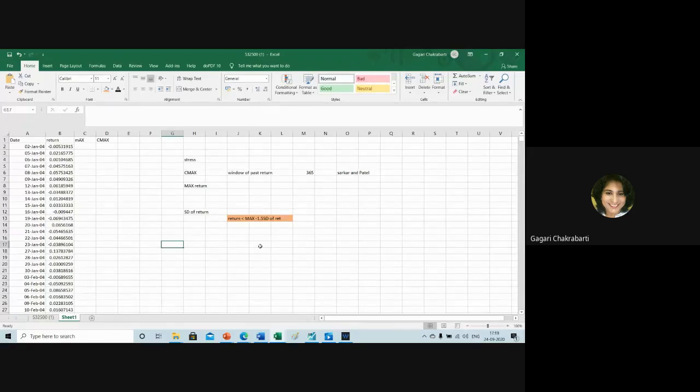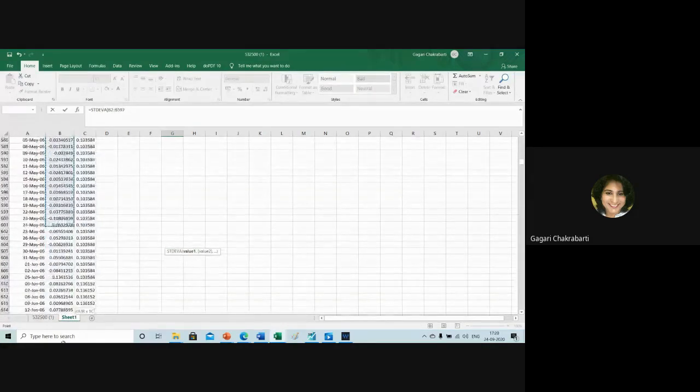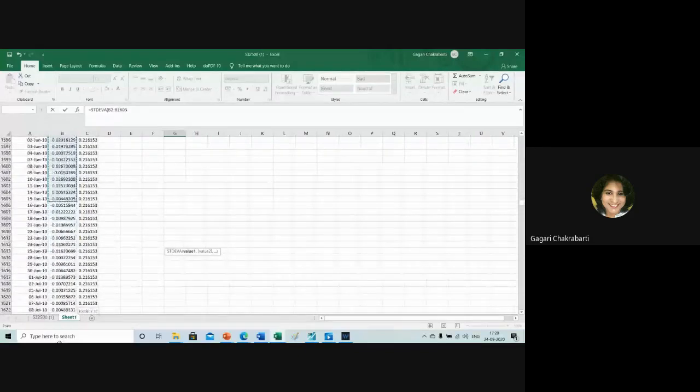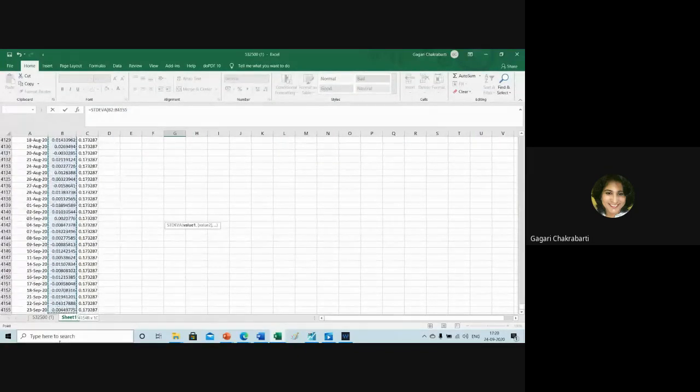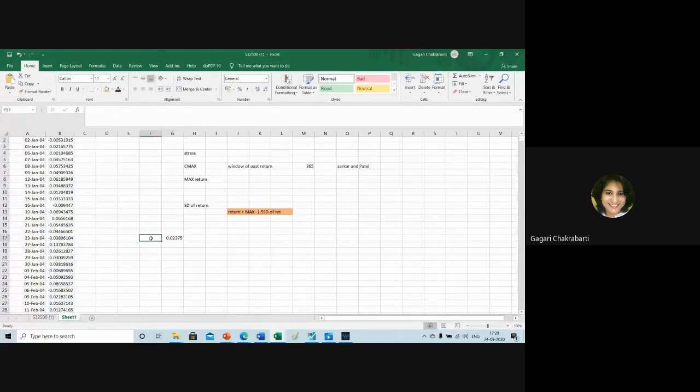So when the return is less than max minus 1.5 SD, then it is stressed, and if it is not, then it is not stressed. Very quickly, let's move on to that. I'm deleting this Cmax column, and first I'll calculate the standard deviation for the entire return series. It should be based on the entire return series, not on the 365-day rolling average or something like that. So that is our SD.